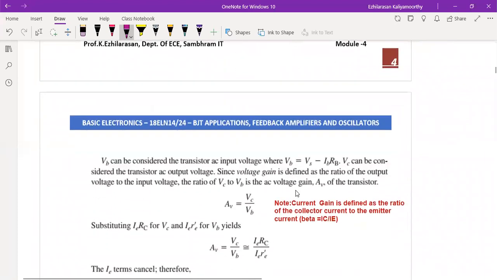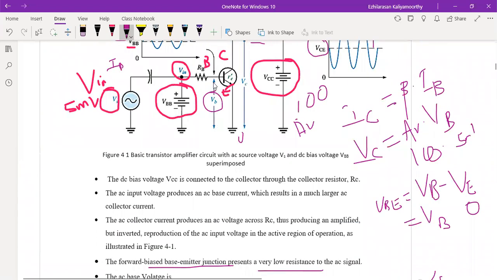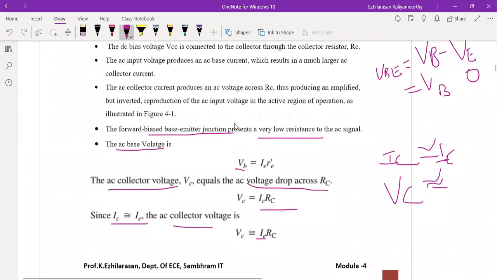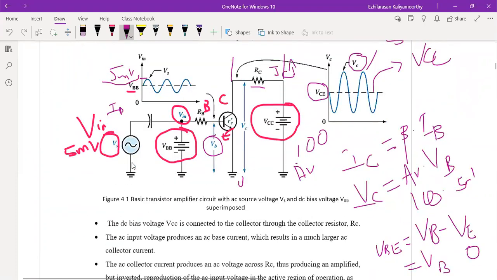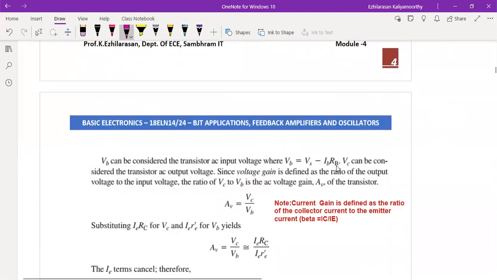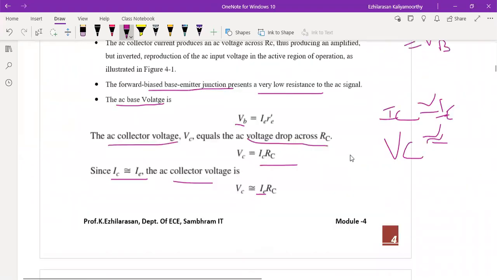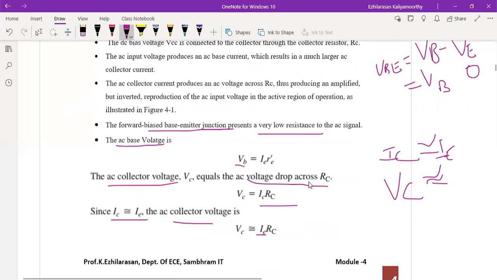Now we can see VB. VB is the base voltage, so VB can be considered the transistor AC input voltage. Which one is VB? You can see in this figure. VB is the applied source voltage VS minus IB into RB, because there are two voltage sources. That is the voltage drop across this base resistance, IB into RB. That is only VB here. So now this is the relation.